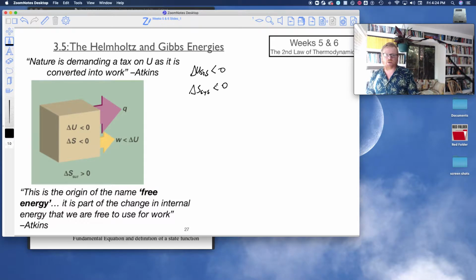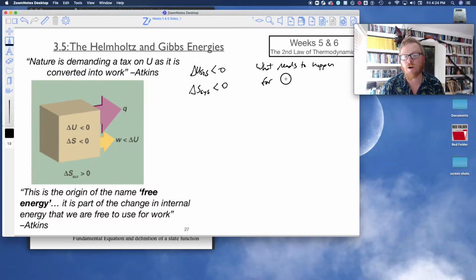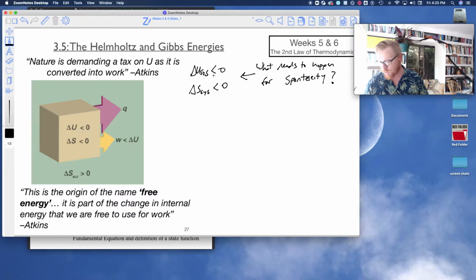And we're going to put together what needs to happen for spontaneity. Okay? And we'll impose that this is the first condition we're going to look at. If the internal energy of the system is decreasing, which is what we'd expect for spontaneity, but suppose that the entropy decreases, could this still be spontaneous? How would we do it?